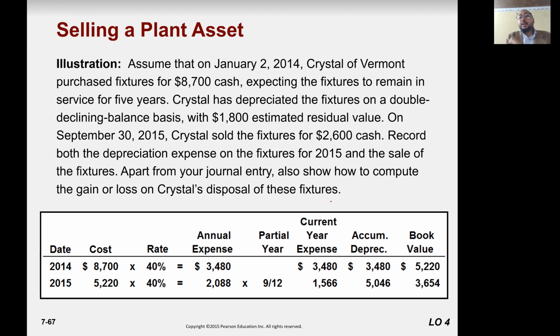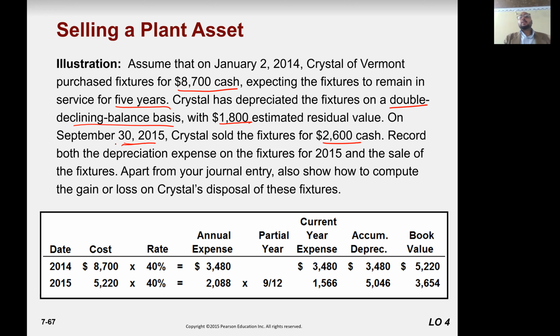So they purchased for 8,700 cash. Its residual value is 1,800. They applied the double declining method. Useful life is 5 years. And in the second year, on September 30, which means after 9 months of the second year, they sold it. So what is the expense recognition method? You need to record expense for the period it belongs to.